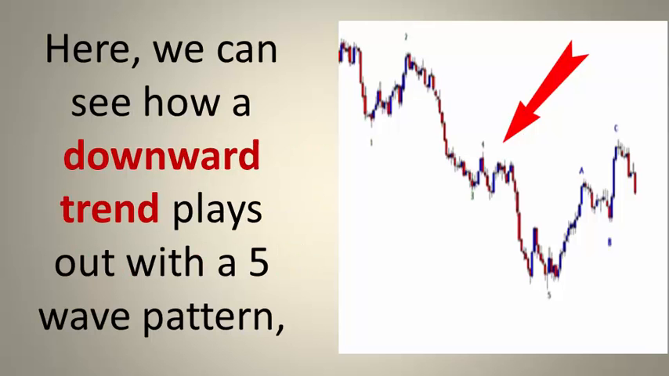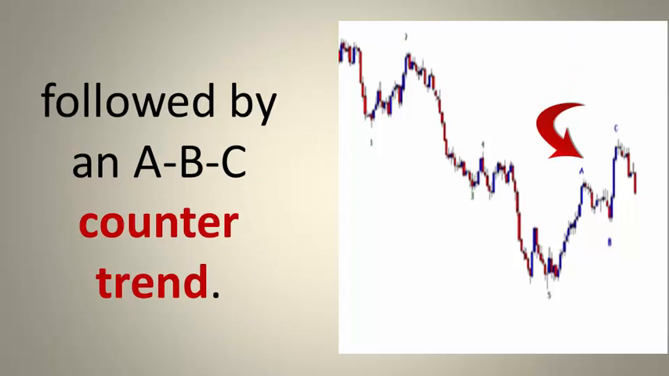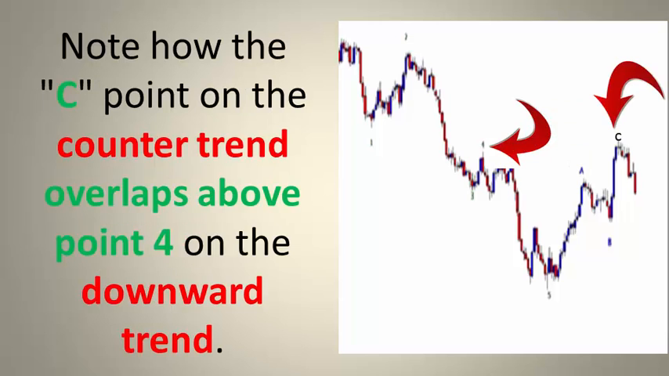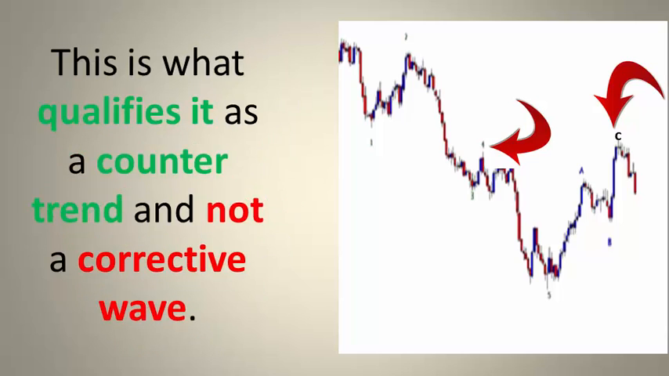Here, we can see how a downward trend plays out with a 5-wave pattern, followed by an ABC counter trend. Note how the C point on the counter trend overlaps above point 4 on the downward trend. This is what qualifies it as a counter trend and not a corrective wave.